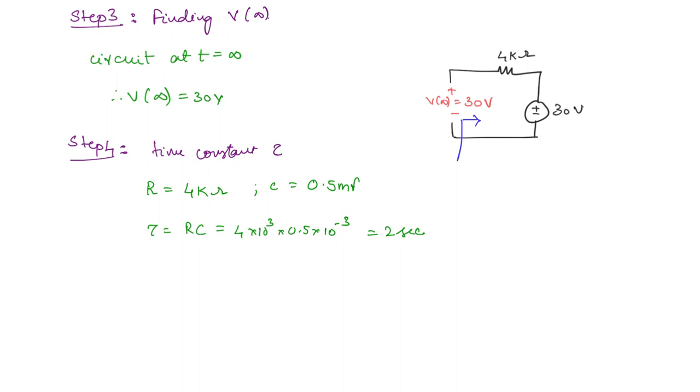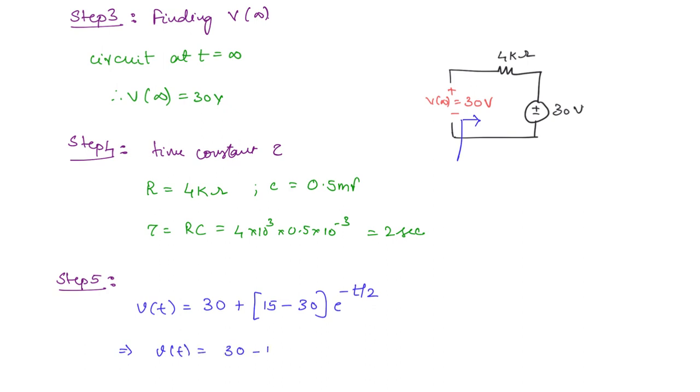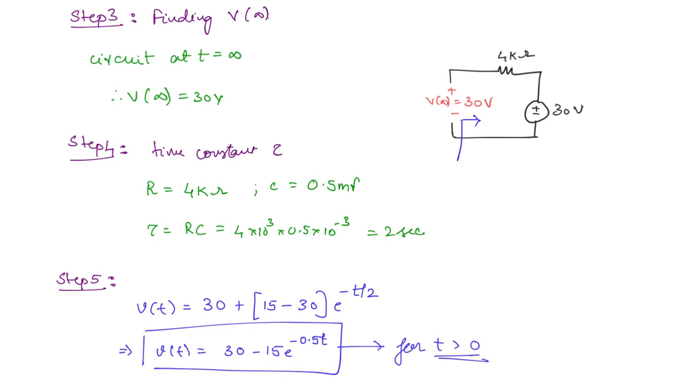Now using all these values, you can finally write the expression for voltage. So what is the expression here? V of t is equal to the final value, which is 30, plus initial value, which is 15, minus final value, e to the power minus t by 2. Okay, so that means you're going to get V of t is equal to 30 minus 15 e to the power minus 0.5 t. This is the expression for t greater than 0. Remember to write this, because for t less than 0 there is a different expression. Okay, so this is only for t greater than 0 after the switch position is changed.